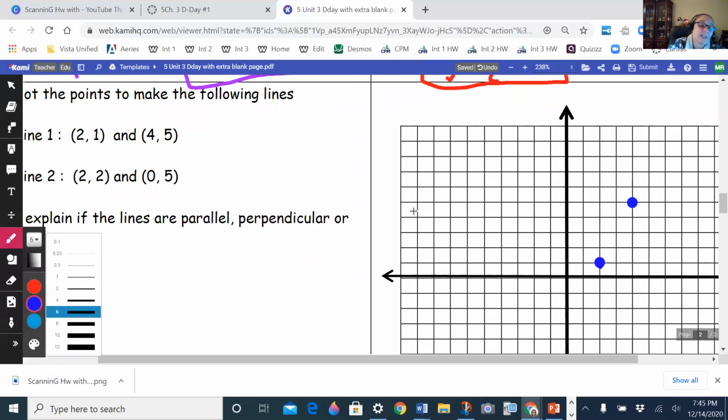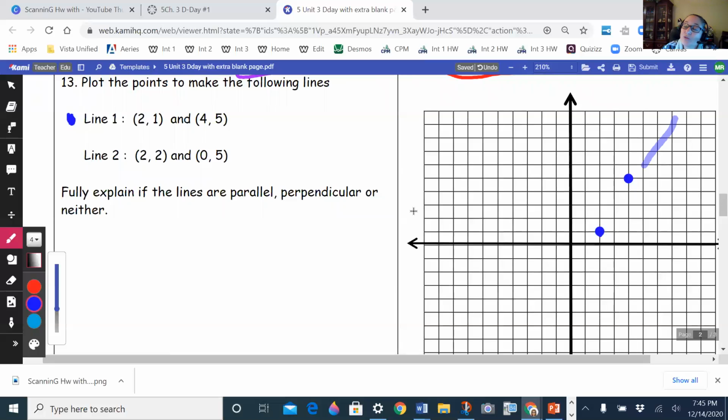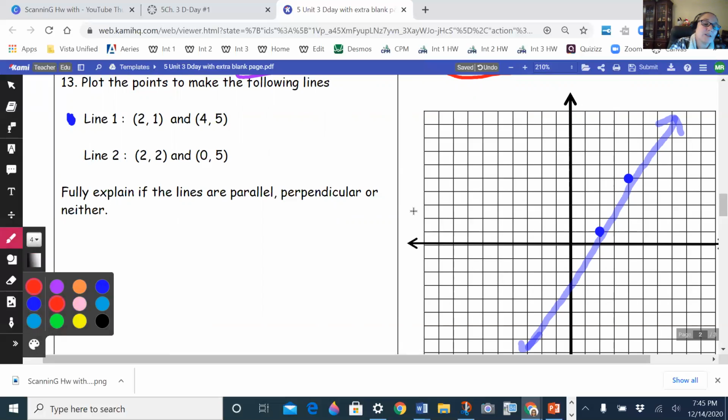Now I'm going to make this line not as thick, and I'm going to make it a little lighter. And then I'm going to draw the line. If I wanted to continue doing points, I could. So that's my line 1. Let's say I do the other one in red. So let me just get this set up. Okay, so I'm going to do this one in red. So I'm going to go to (2, 2), and then (0, 5). 1, 2, 3, 4, 5. And then I'm going to connect these points.